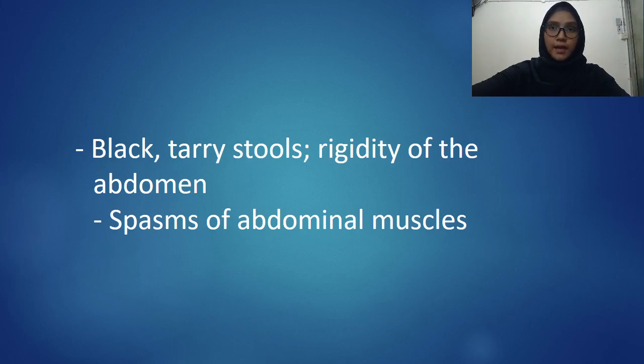What does it mean by these? Black in color is because the blood gets digested on its way through the gastrointestinal tract. And what does it mean by tarry stool? It may be bleeding in the upper part of your gastrointestinal tract, such as the esophagus, stomach, and the first part of your small intestine.